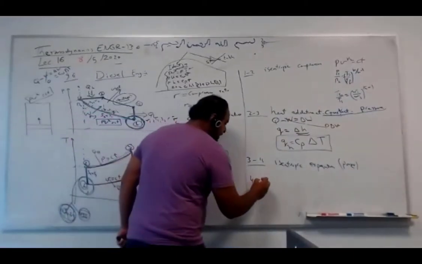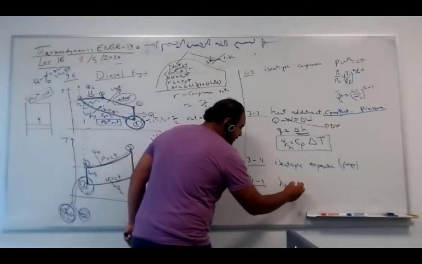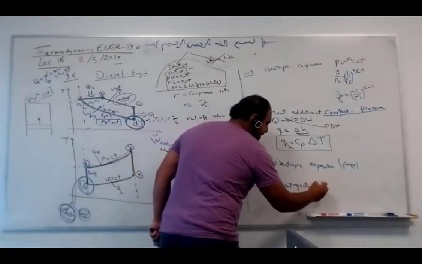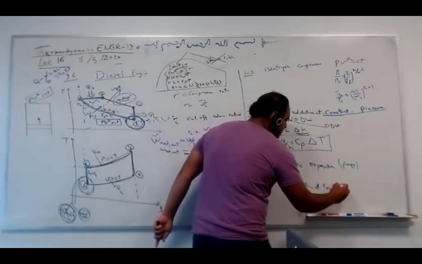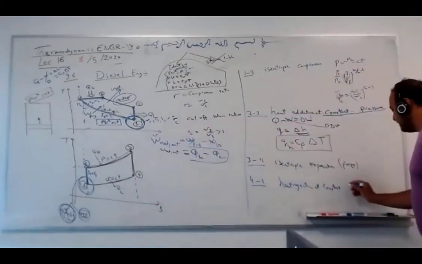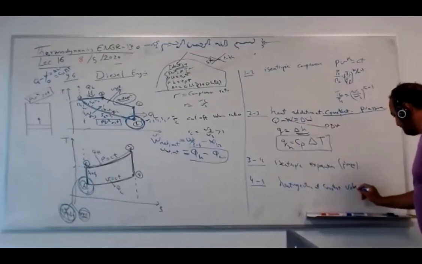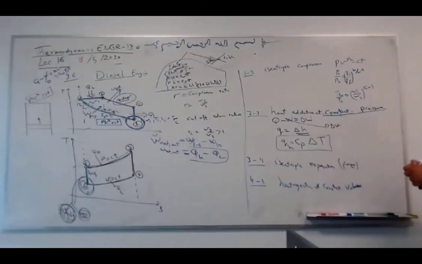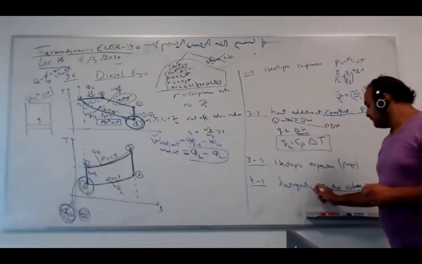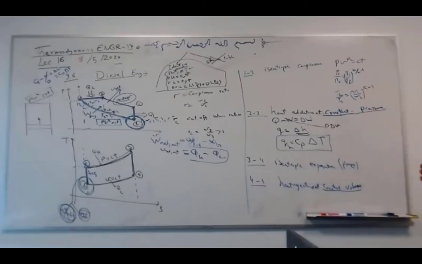4 to 1, heat rejection, at constant what, guys? Pressure or volume? Volume. Exactly. Same as what cycle? Heat rejection at constant volume. Same as the Otto cycle. So Q minus W equals delta U.